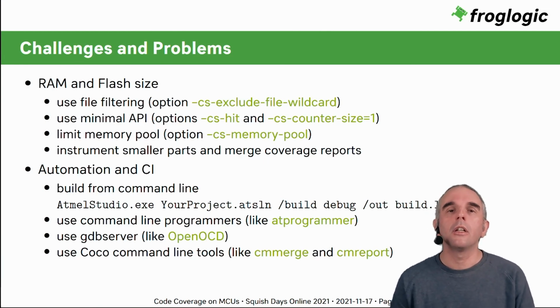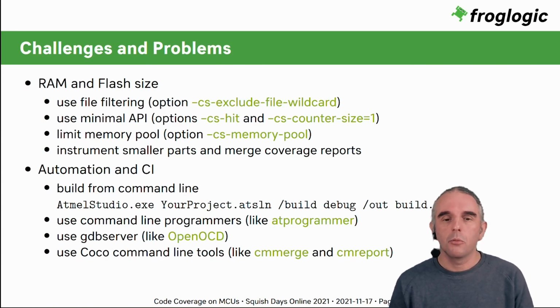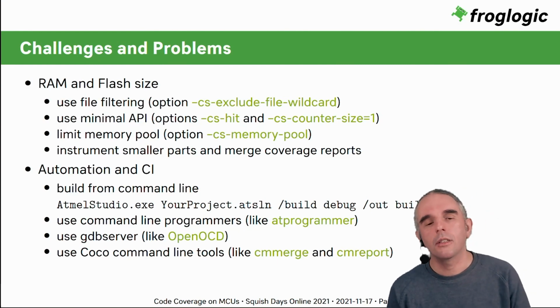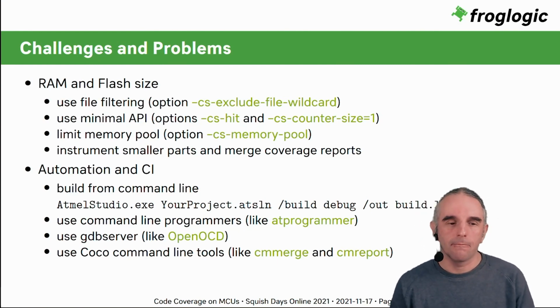Because we are working in a limited environment, we then have to configure Coco to generate instrumented code which has a little bit smaller size. First, we don't want to instrument everything, especially things which are not needed, like startup files or similar things. And then we can also instruct Coco to just generate a simpler API. For example, we might be interested in whether one function is called, not how many times it is called. It could be just interesting for us that the function is called only once.